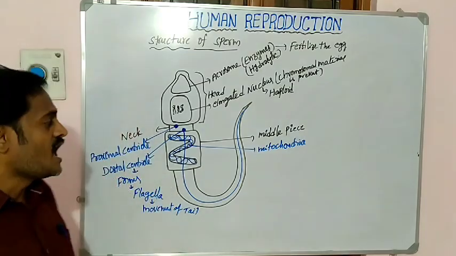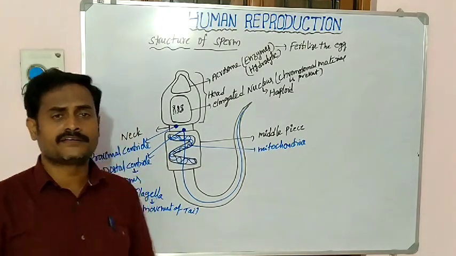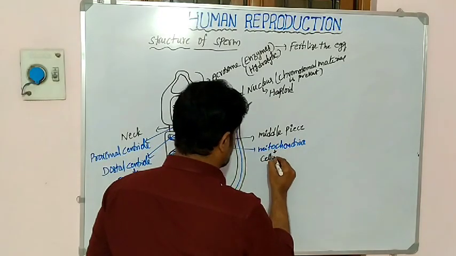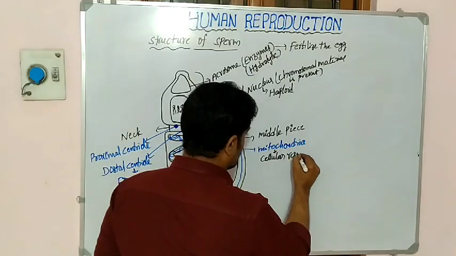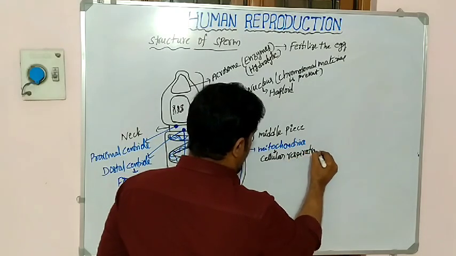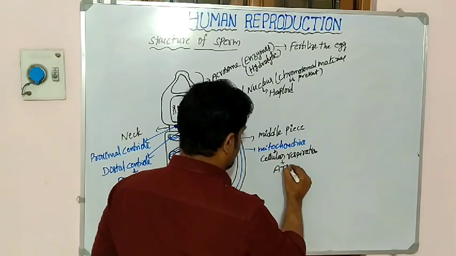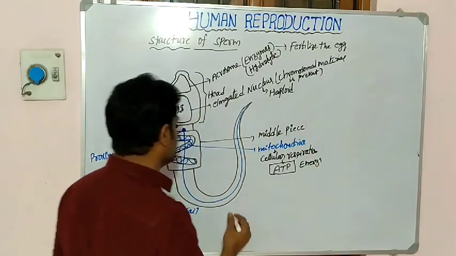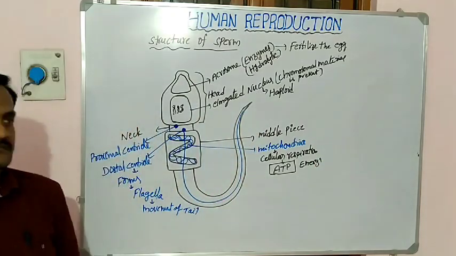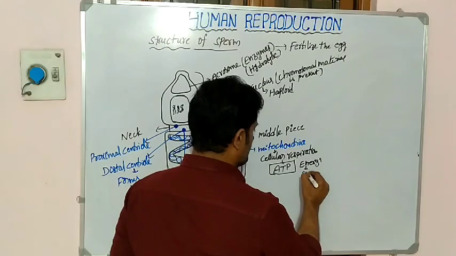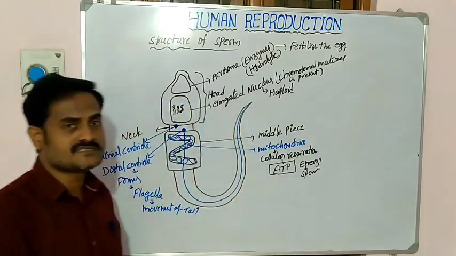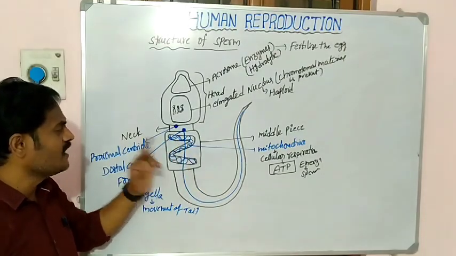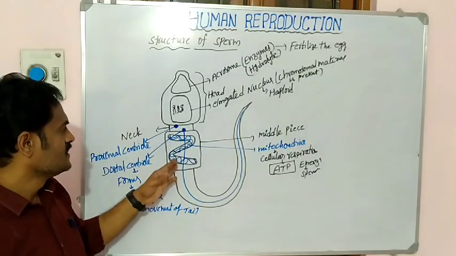Already you know very well what the role of mitochondria is. The mitochondria participate in cellular respiration, and it releases ATP. ATP means what? Energy. So this energy is utilized by the sperm cells. The sperm cells get energy from the mitochondria, which are present inside the middle piece.